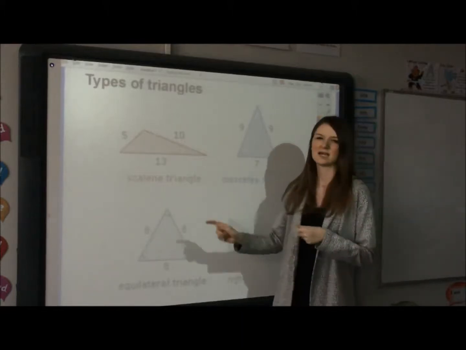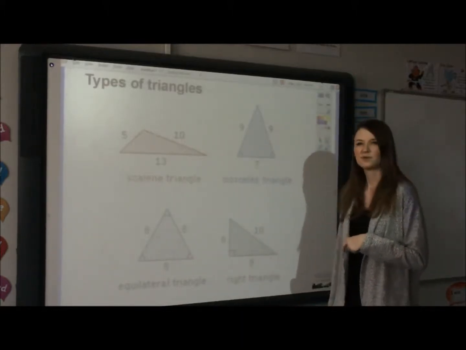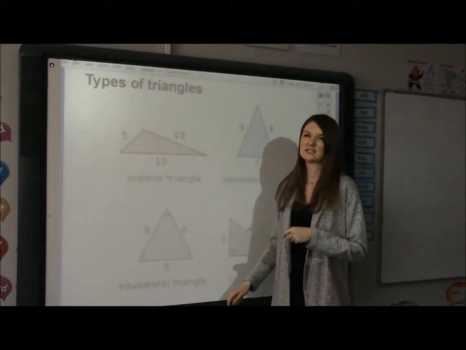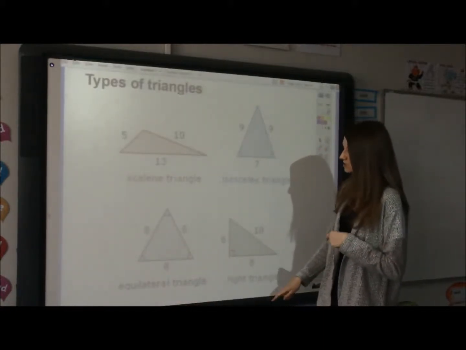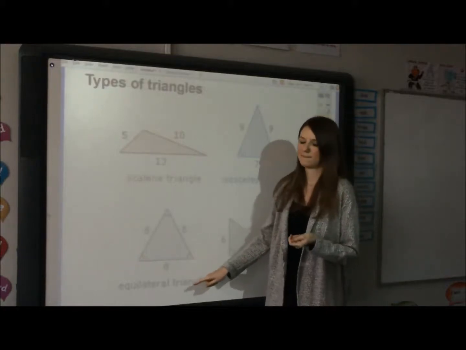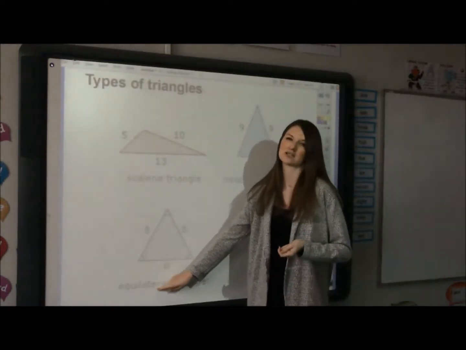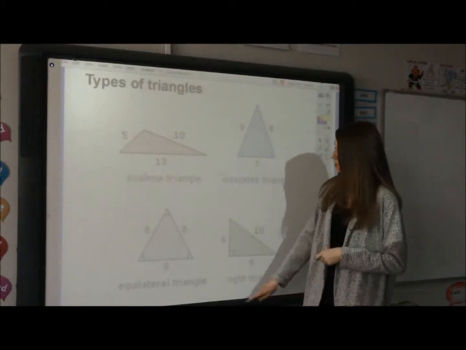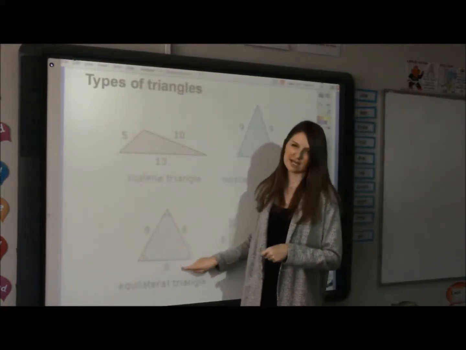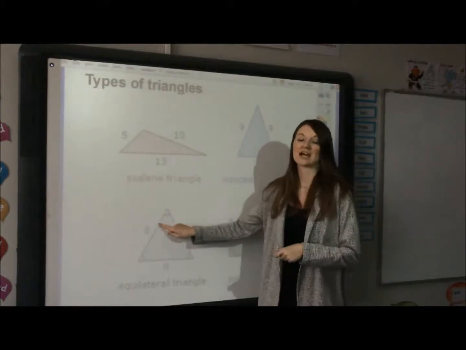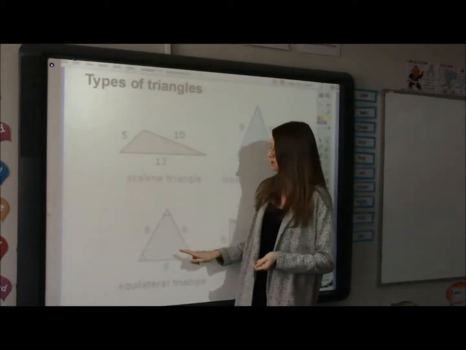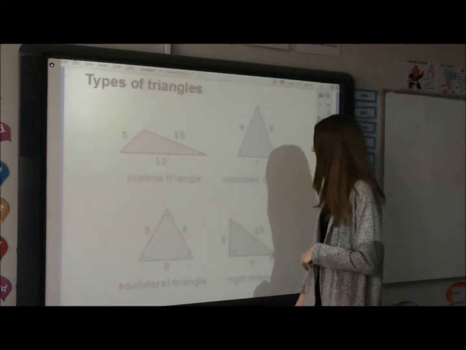So there are four main types of triangles. We've got an example of each here. Now, if we start out with the equilateral triangle, nice easy one to start with. The equilateral triangle is easy to remember because the root word of equilateral is equal. If everything is equal, everything is the same. So the length of each side and the size of each angle, all three are equal, all three are the same. So this is the equilateral triangle.